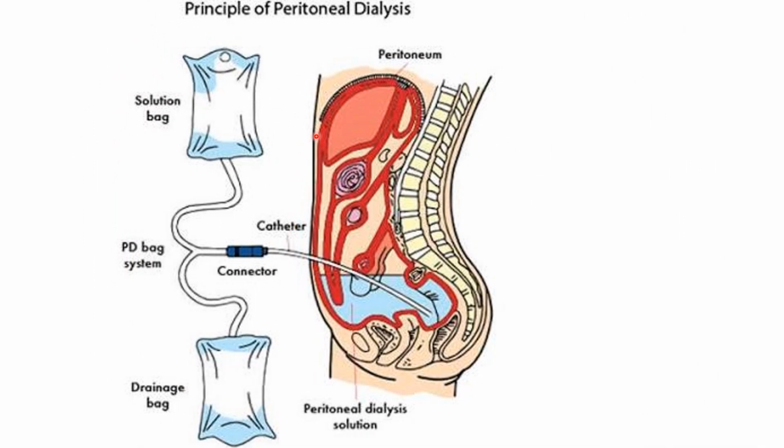So what is the principle of peritoneal dialysis? We can insert a catheter into the abdominal cavity, and then we can extract the fluid from it. That is about peritoneal dialysis.